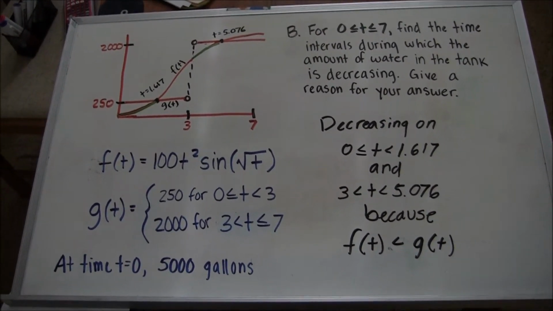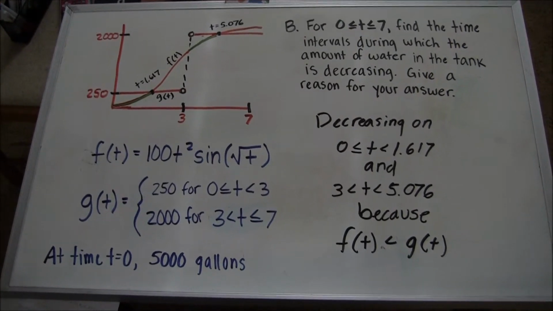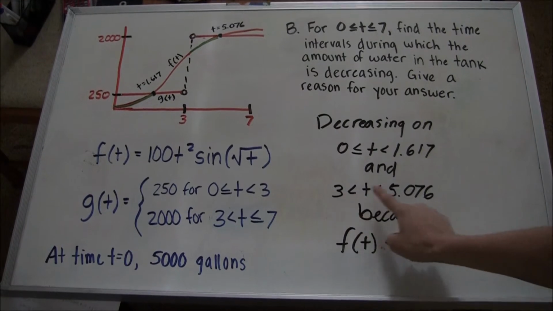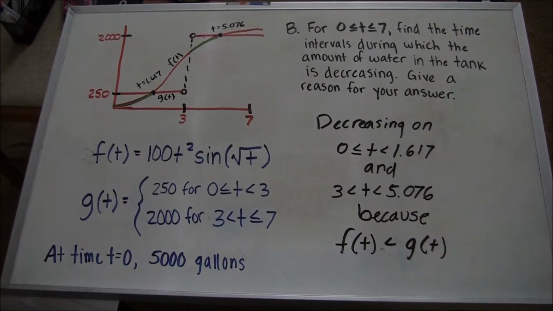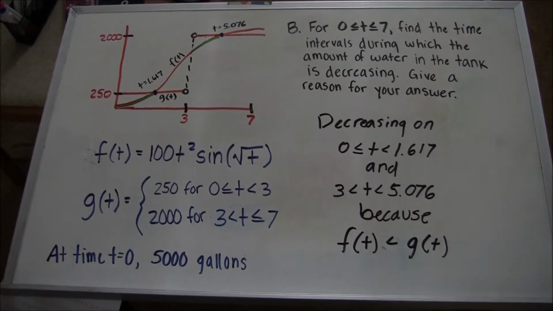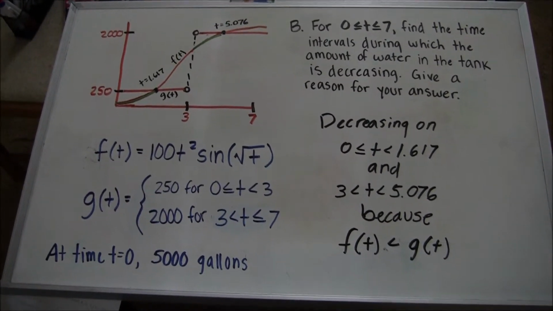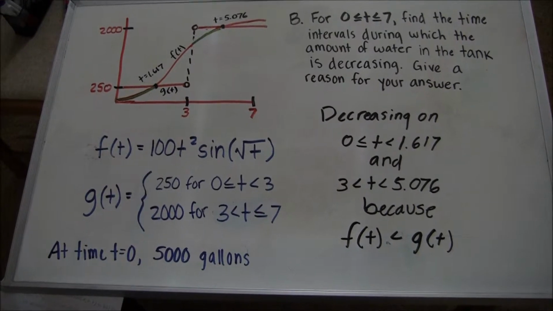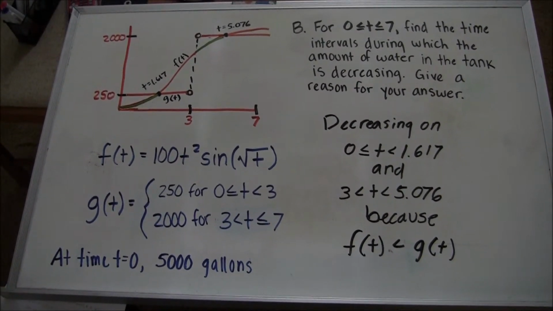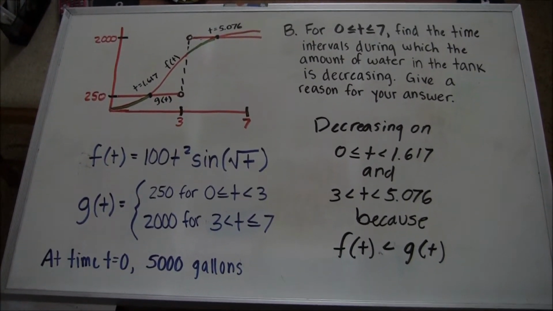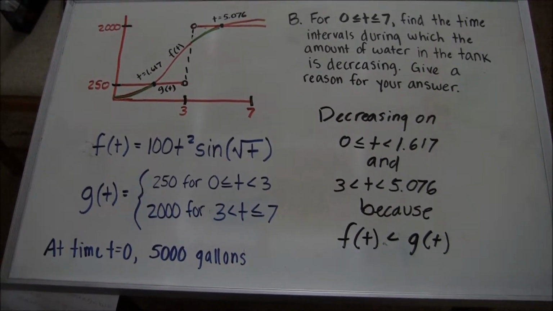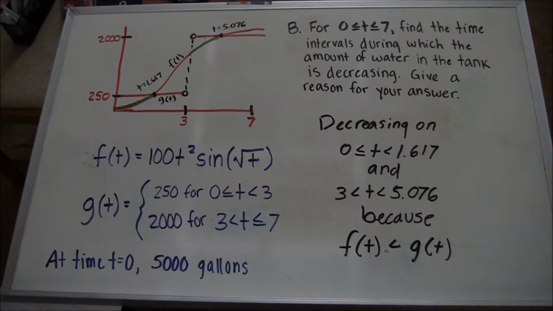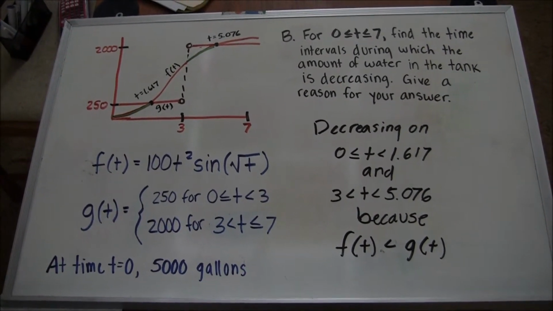Note that the water is not decreasing at t equals 1.617, 3, and 5.076. Because for t equals 1.617 and 5.076, the amount of water is not changing since f of t equals g of t at those values. t equals 3 is not decreasing either because g of t is shown to not ever equal 3 according to the piecewise function we were provided.